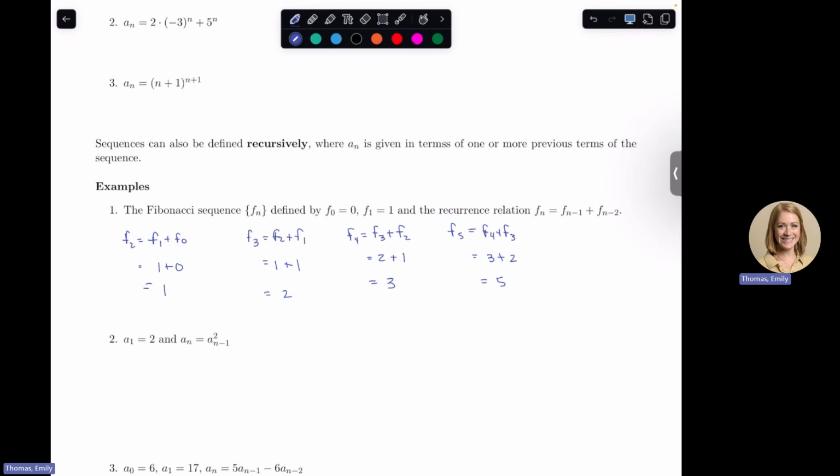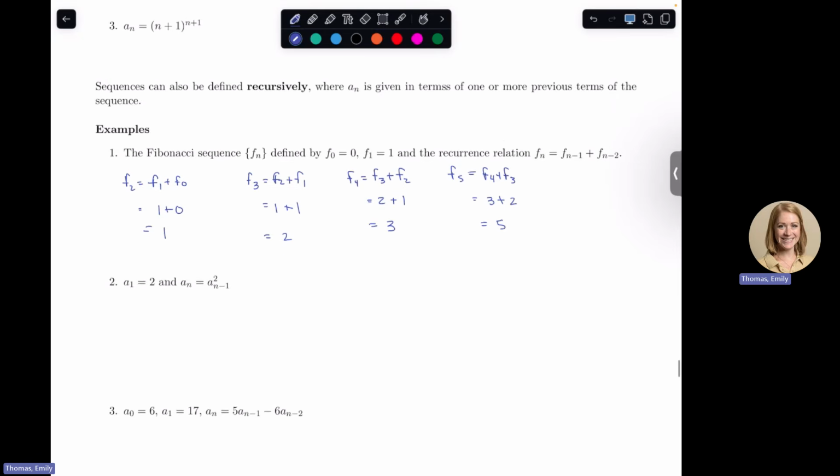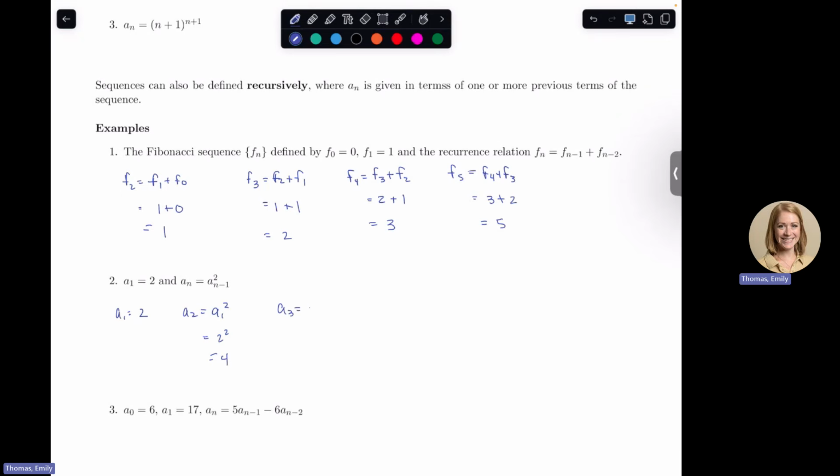Okay, so number 2 here, we have a sub 1 is 2, a sub n is a sub n minus 1 squared. So a sub 1 is 2, a sub 2 would be a sub 1 squared, which is 4. A sub 3 is going to be a sub 2 squared, so 4 squared, which is 16. A sub 4 is going to be a sub 3 squared. Is that 256? Great. I'm going to stop there because I don't know what 256 squared is.